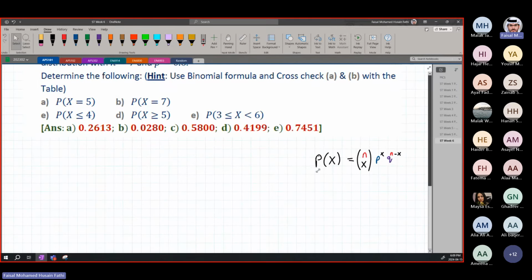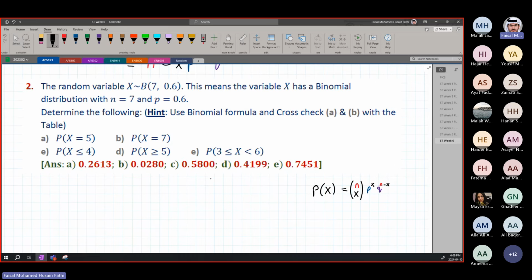I'm going to use this everywhere I go now, because this is the formula that we will be using for everything, okay? But let us see how to use it now. So this question says a random variable X ~ B(7, 0.6). So 7 is our n. It also is mentioned down here. This is our n. And our probability is 0.6.